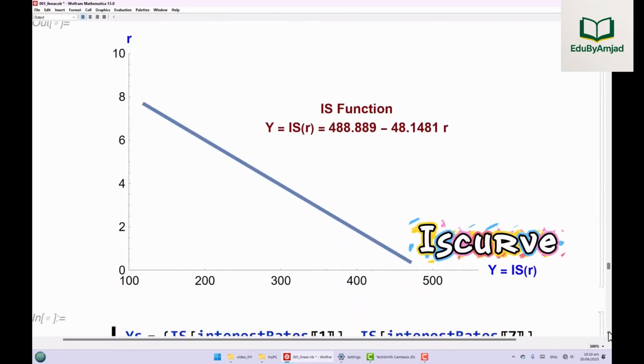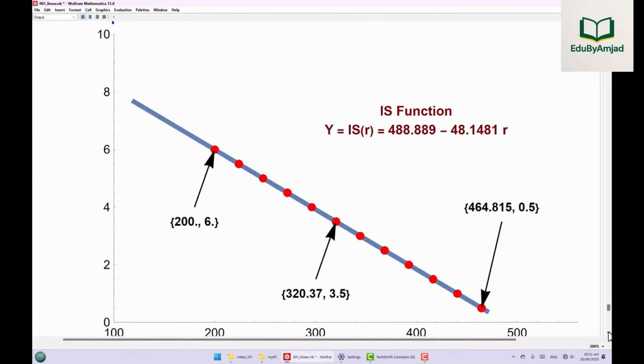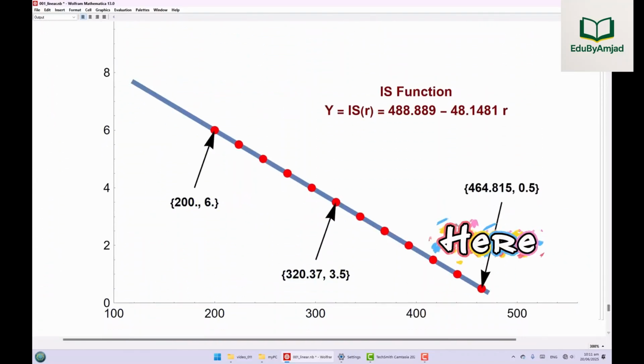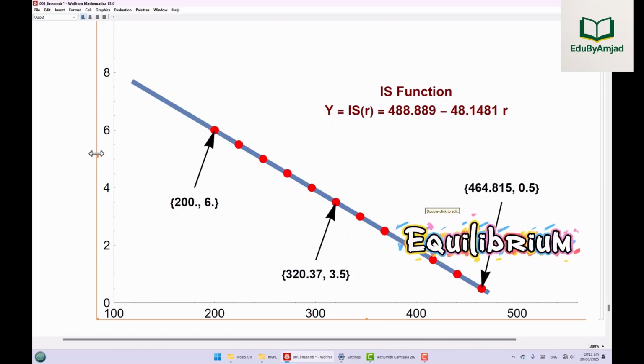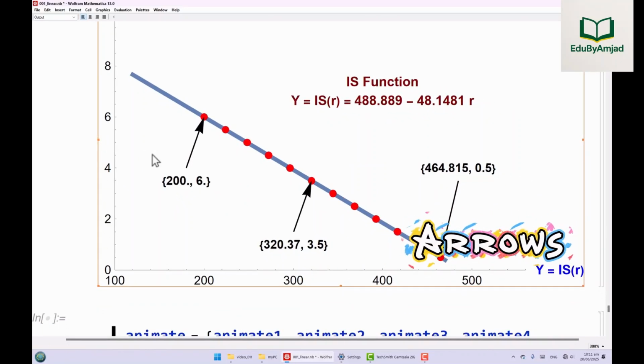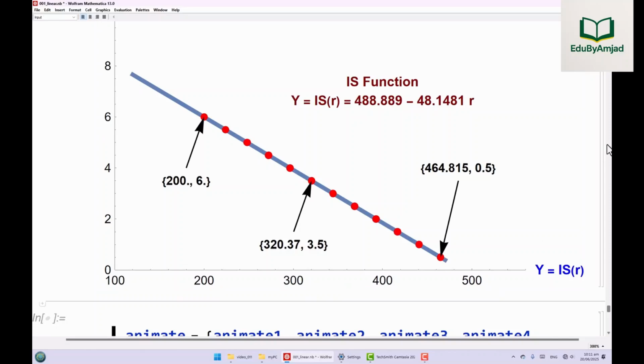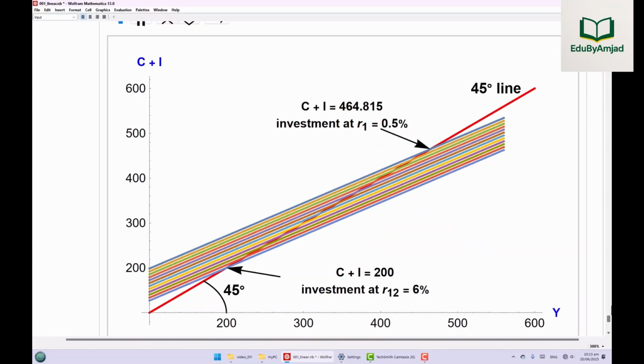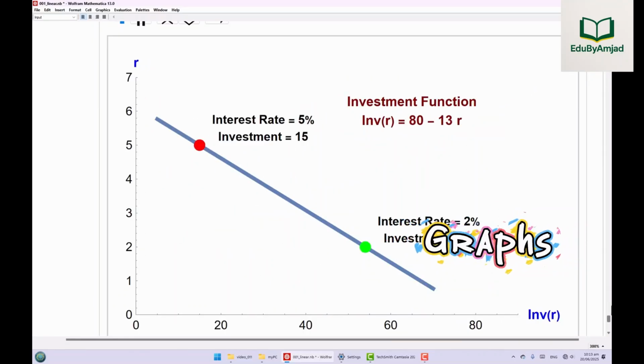This is the plot of this curve for our saving and investment data. Here we show 12 points of interest rate and equilibrium income pairs on the IS curve, with 3 points annotated with arrows. Here is the animation of graphs we discussed.